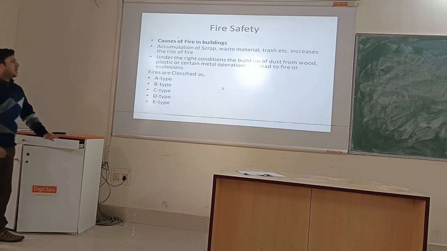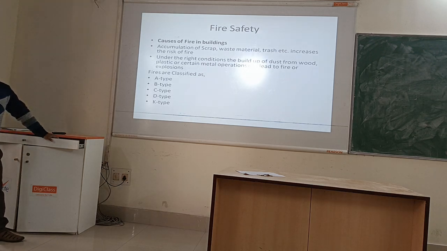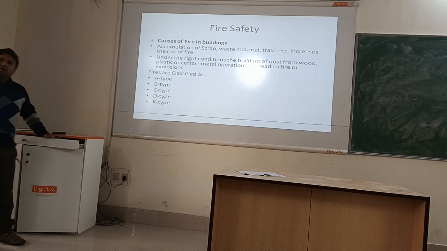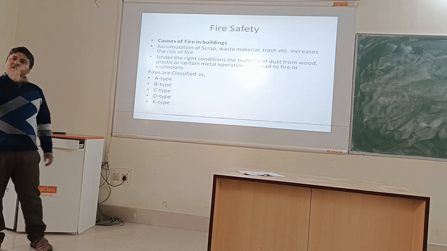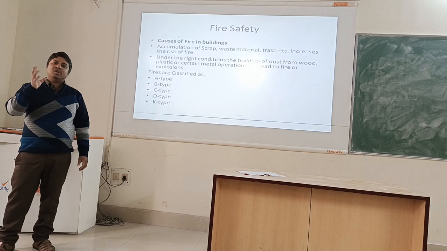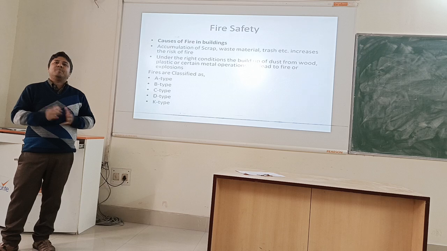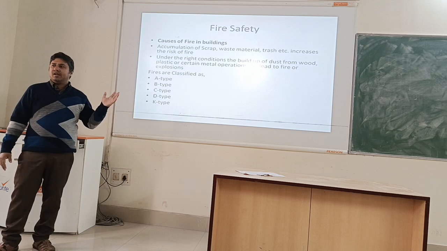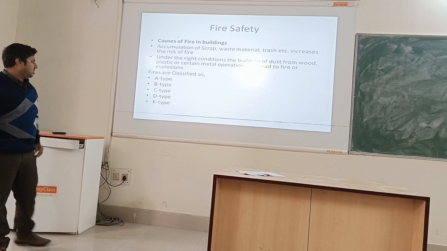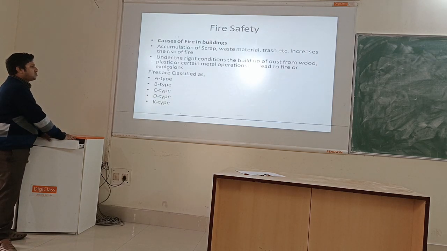Okay, causes of fire. We can classify the different types of fire that are caught in the household based on the materials that are present. Like common household items, paper, cardboard, and if there are electrical sparks or metals, based on that we can classify the fire into fire A, B, C, D, and K. Based on the types of material and the condition of the building, like the presence of wood dust or plastic, which can be responsible for the catching of fire. Accumulation of scrap, waste material, trash, this increases the fire.